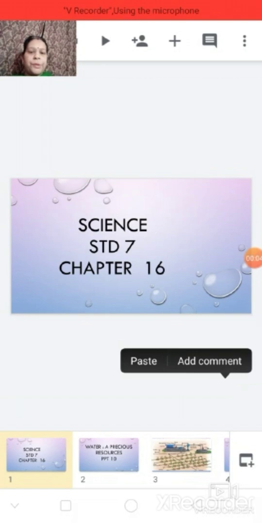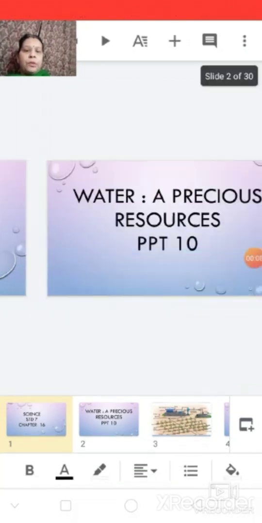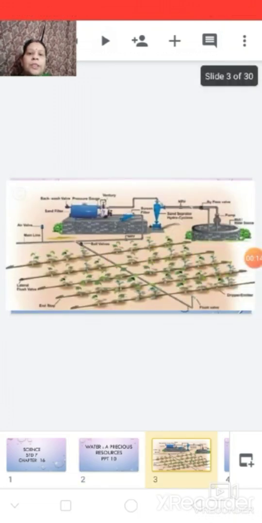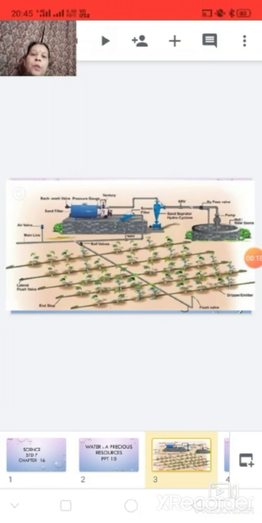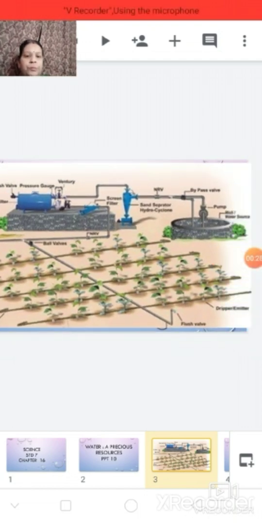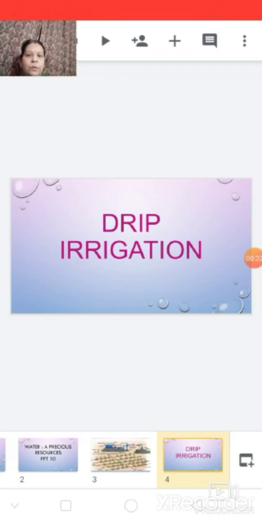We were in chapter 16. So, children, as you know, today is the 10th part of the same chapter. In the last periods, we have been talking about water management, and today we are talking about drip irrigation, which is clear, I hope, looking at the picture. So, children, we are talking about drip irrigation.